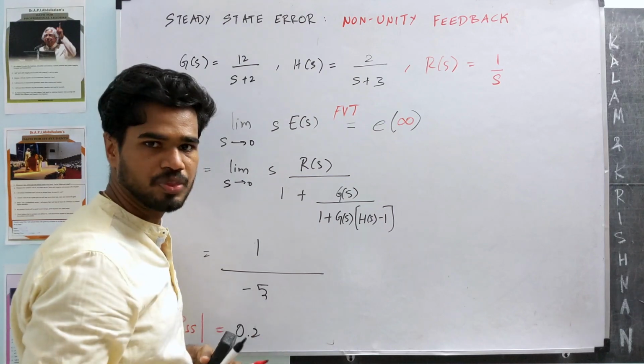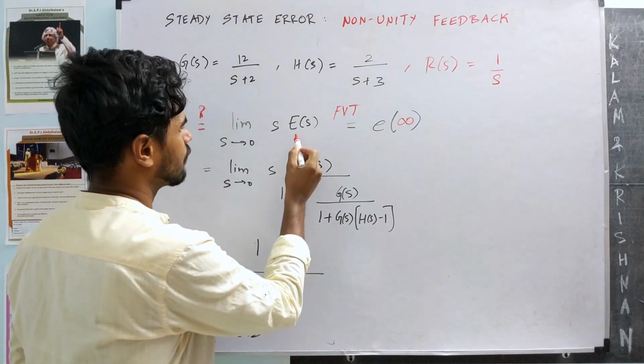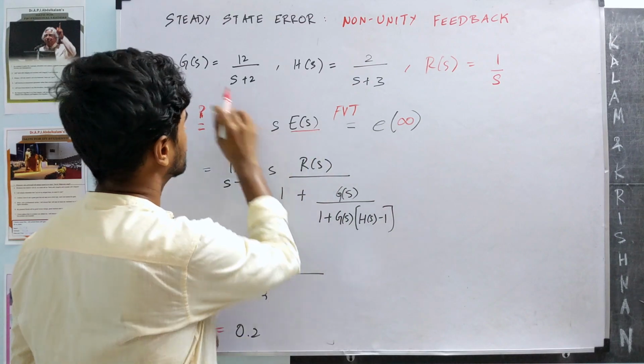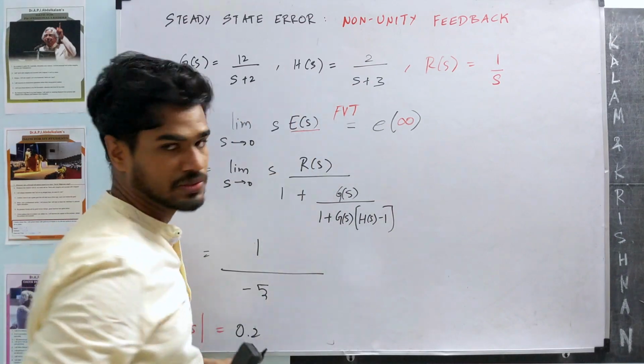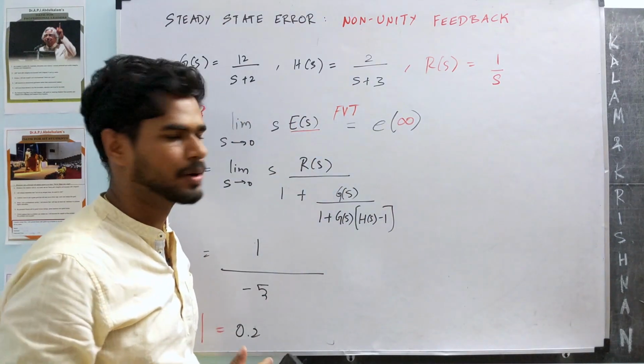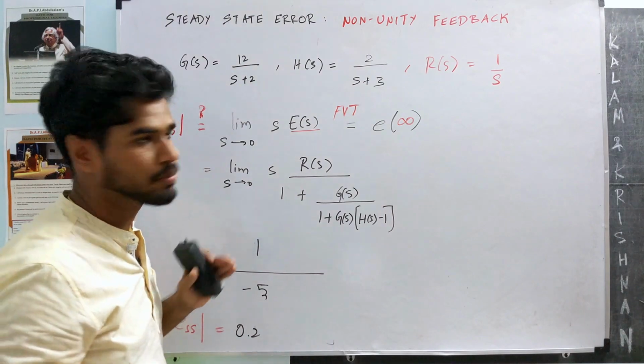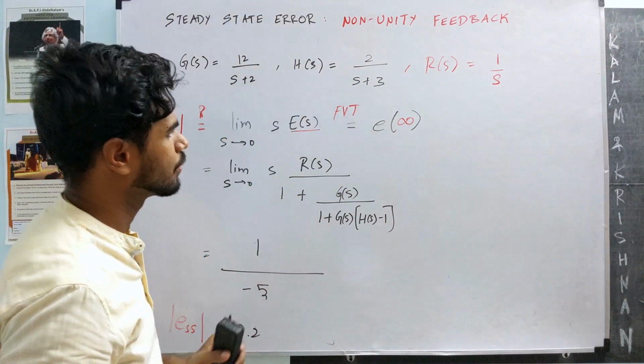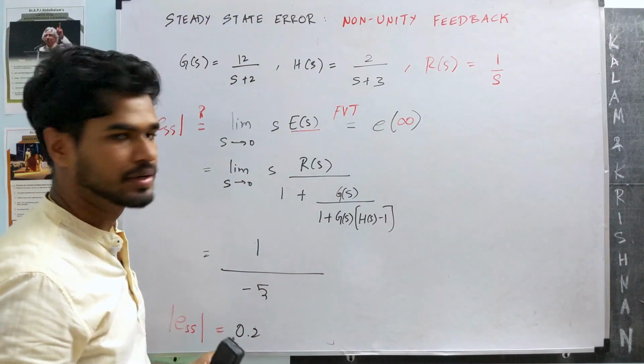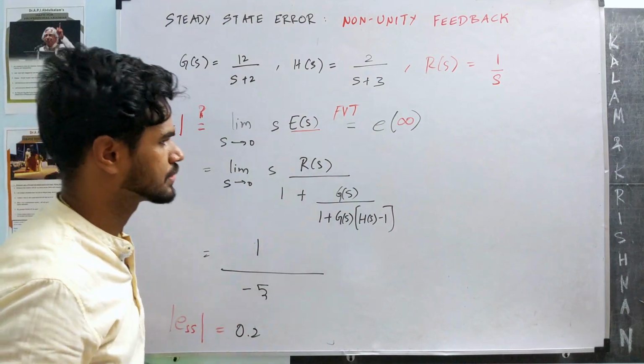And now the problem boils down to finding E(s) from the given transfer functions. So let's do that. I'm going to draw the block diagram corresponding to the system that's given over here, and then let's see what the error function is.